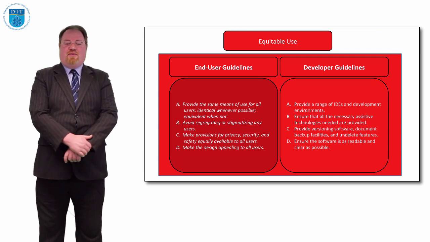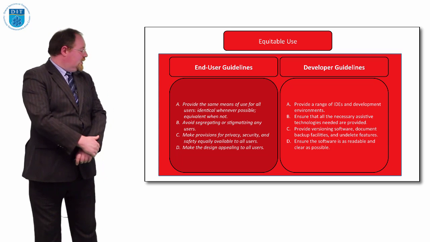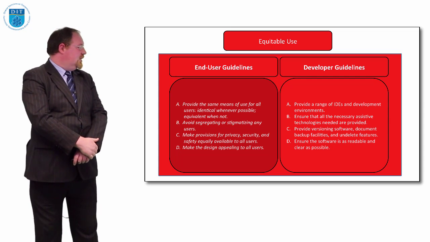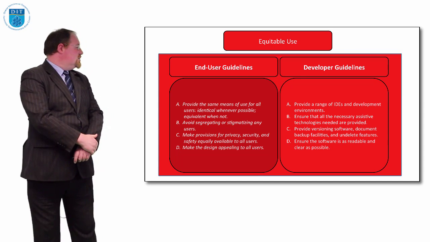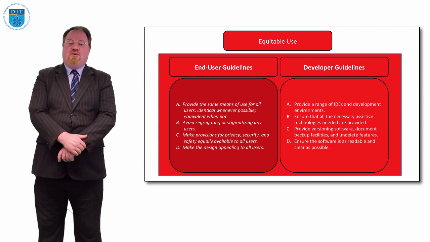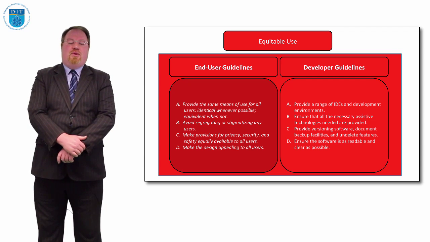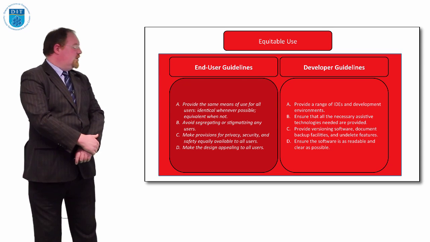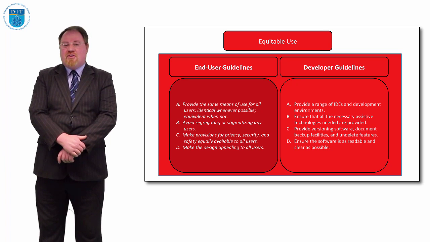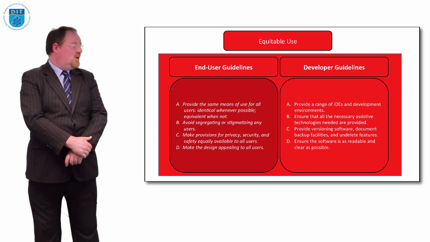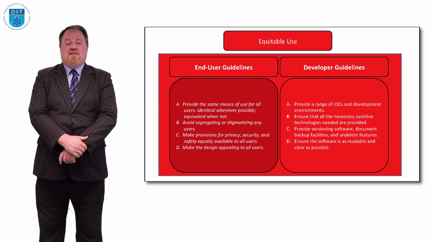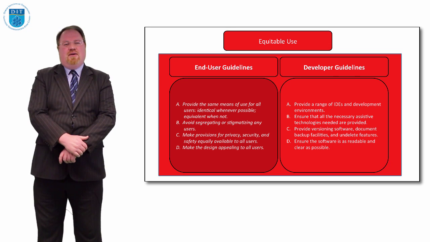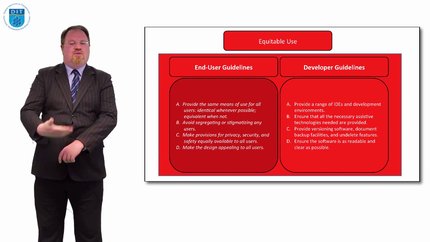So let's look at the first principle, which is equitable use. Since 1997, there have been 4 guidelines in terms of what the end user experience should be like. The guidelines are: provide the same means for use for all users, identical whenever possible, equivalent when not. Avoid segregating or stigmatizing any users. Make provisions for privacy, security, and safety equally available to all users, and make the design appealing to all users. So they are end user guidelines. That's how, if I'm developing code, I want the user to experience it.